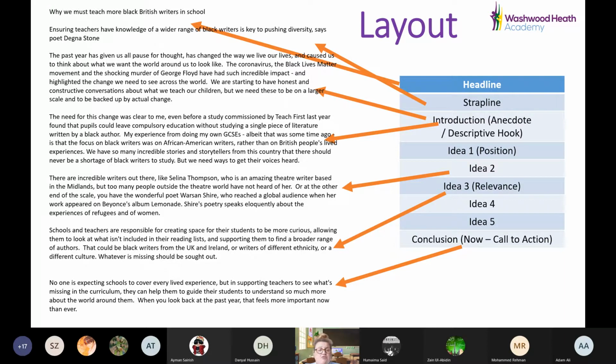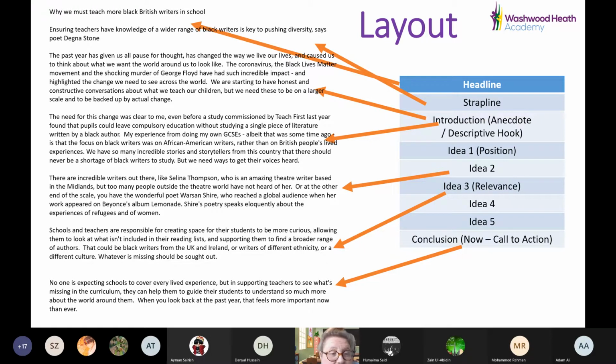If you look at the screen right now, you can see that you've got an example of an article written about the topic that we've got. So this says, why we must teach more Black British writers in school. That's our headline. Ensuring teachers have knowledge of a wider range of Black writers is key to pushing diversity, says poet Denga Stone. That's our strapline. That strapline goes on to explain the headline.